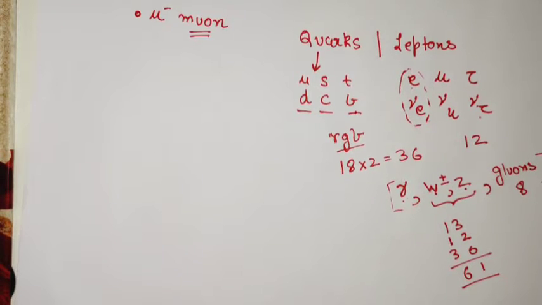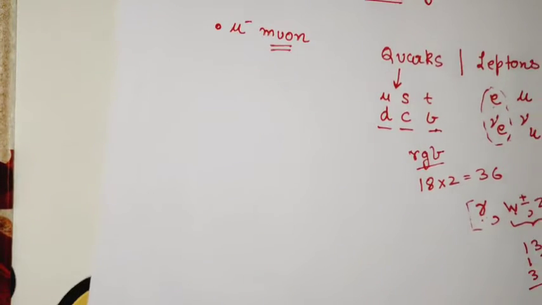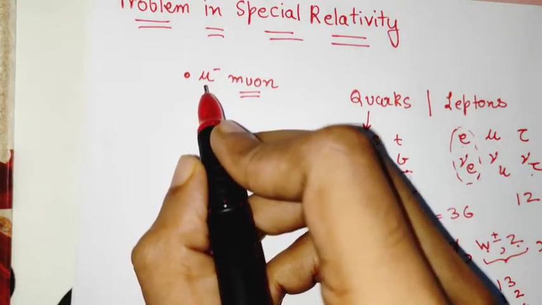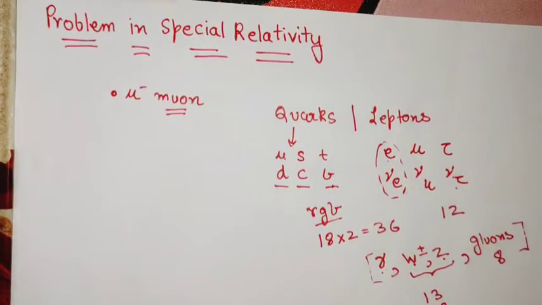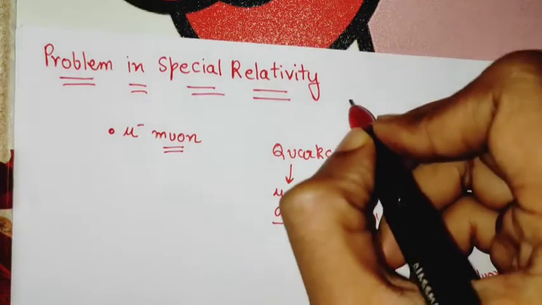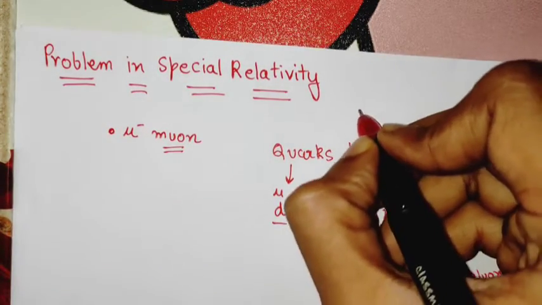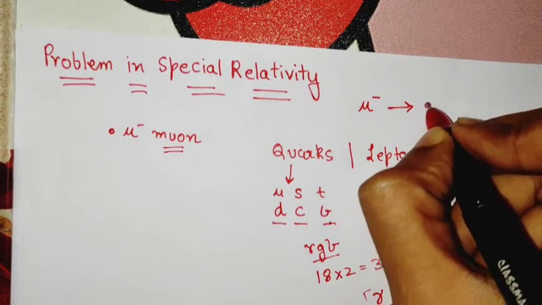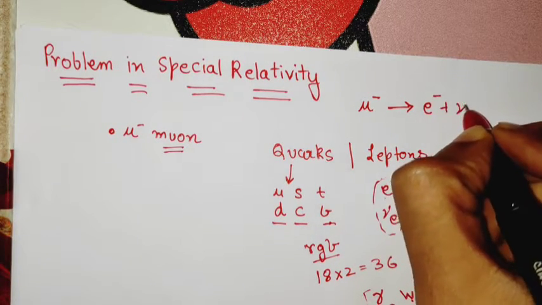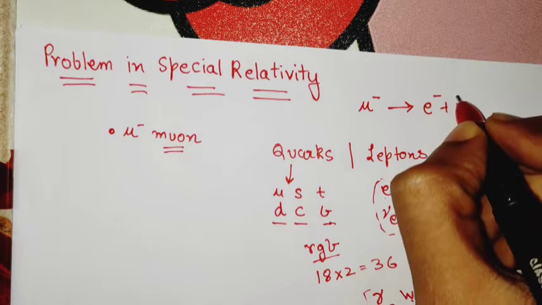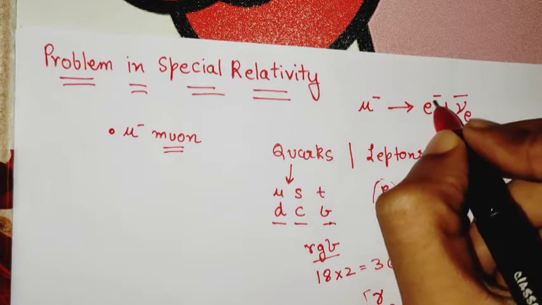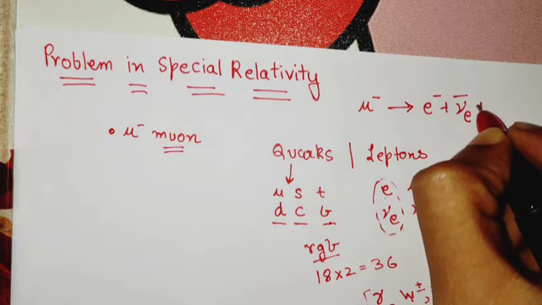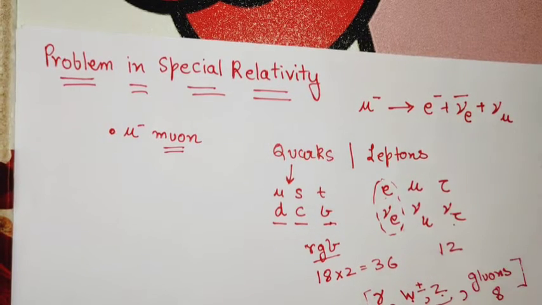So this was a small aside, but we will be discussing special relativity. We have a muon, and this muon is not stable. It can undergo a decay, where a muon decays into, for example, an electron and an anti-neutrino corresponding to the same electron, and then we have a neutrino associated with the muon.